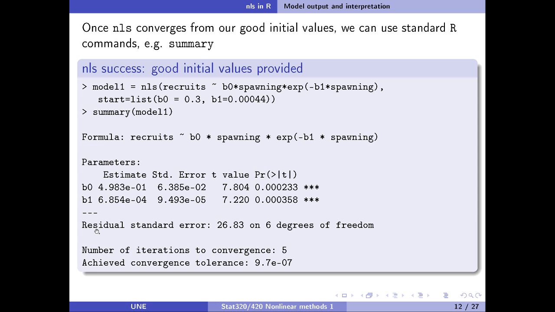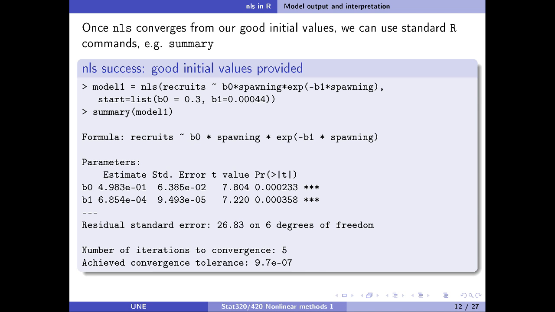I'll get our normal output, the residual standard error, so this is my best guess at how much noise is in the data. So 26.83 is our best guess for S, or for sigma. And it lets me know that I have 6 degrees of freedom. So I had 8 data points fit 2 parameters. There's also some convergence information here. It told me that it took 5 iterations, so basically 5 steps up the mountain to get to what it thought was close to the top. And this is a measure of how little it was changing. So essentially, it's pretty confident that it is near a top.